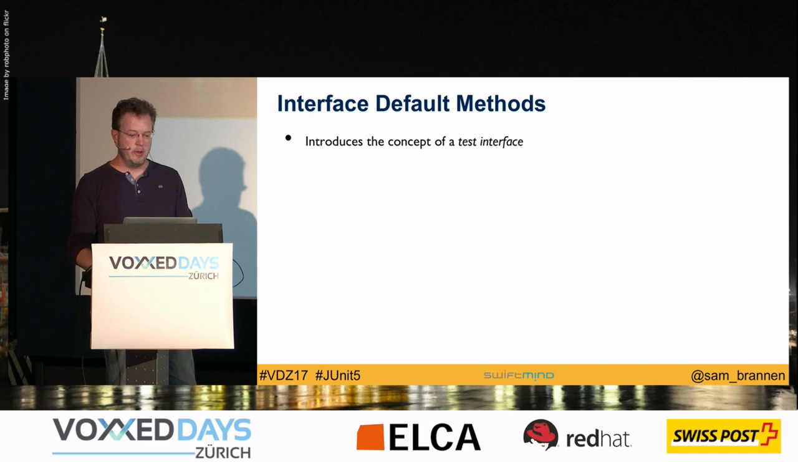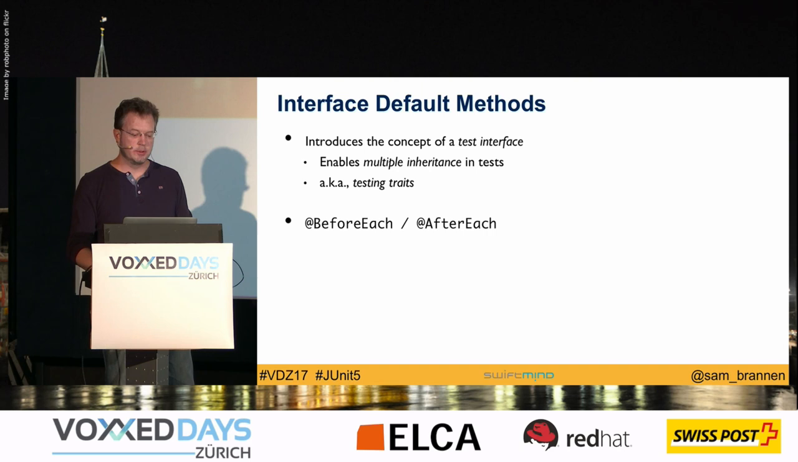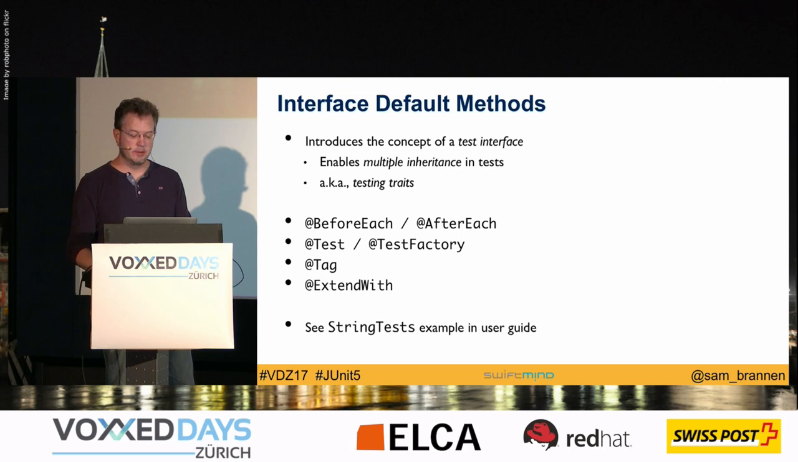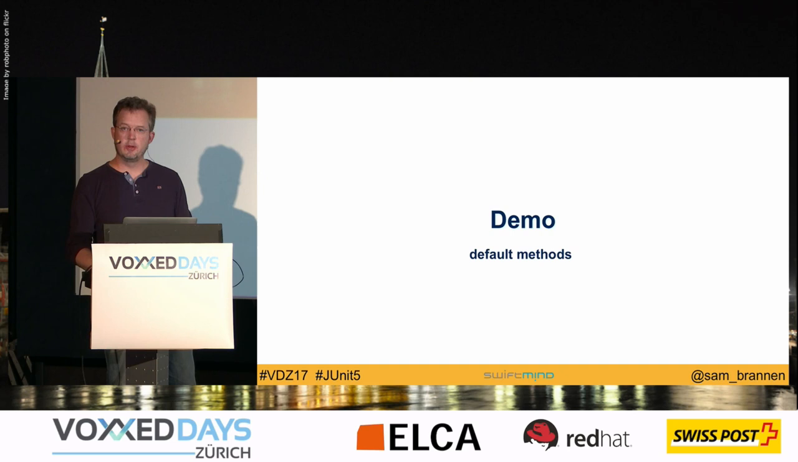Default methods. So I mentioned that we support those, and this introduces a new concept that I like to call test interfaces, or you might consider it to be something like a testing trait if you're familiar with that from other languages. Things are supported there, @BeforeEach and @AfterEach, @Test, @TestFactory for dynamic tests, tags, extensions, these kinds of things. You can implement those in your test interfaces, and we have an example in the user guide. So I'm not going to spend time on that. I just encourage you to check that out in the user guide.